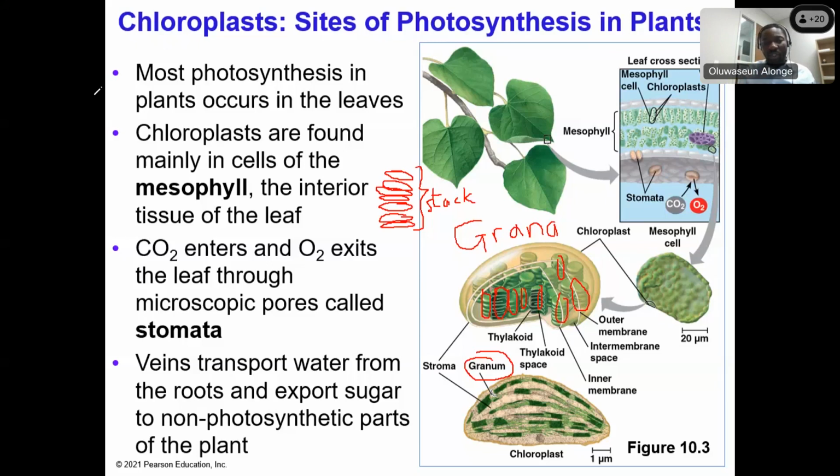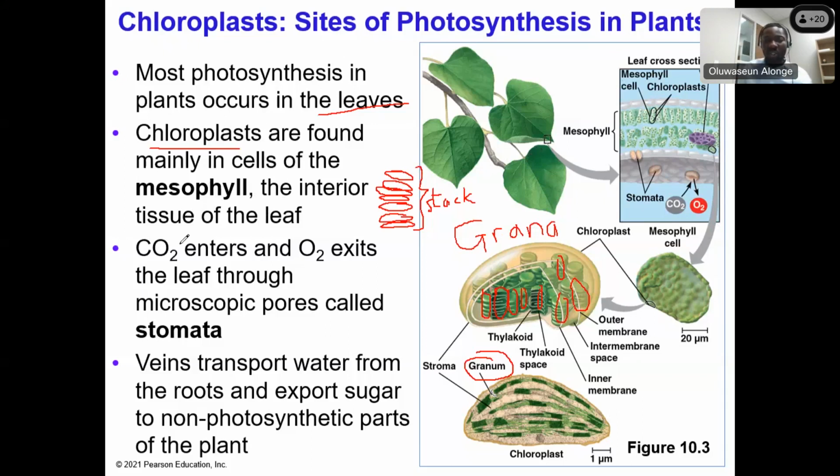All right. So let me go ahead and talk about the story that is here. We just review the things I may not have talked about. Most photosynthesis in plants occurs in the leaves. The chloroplasts are found in the cells of the mesophyll, the interior tissue of the leaf. So it's inside the leaf, right? That's the mesophyll there, right?